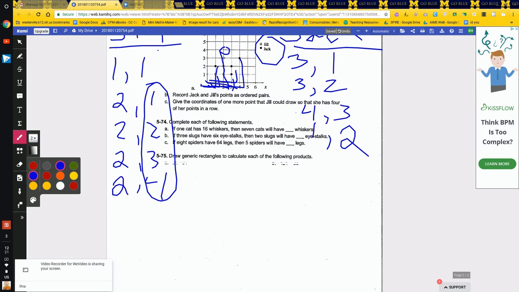574, sorry here. Complete each of the following statements. If one cat has 16 whiskers, then 7 cats would have, again, here you'll have to multiply 16 whiskers by 7 cats. 7 times 6 is 42. Carry the 4. 7 times 1 is 7, plus 4 is 11. So we have 112 whiskers. That's a lot of whiskers.